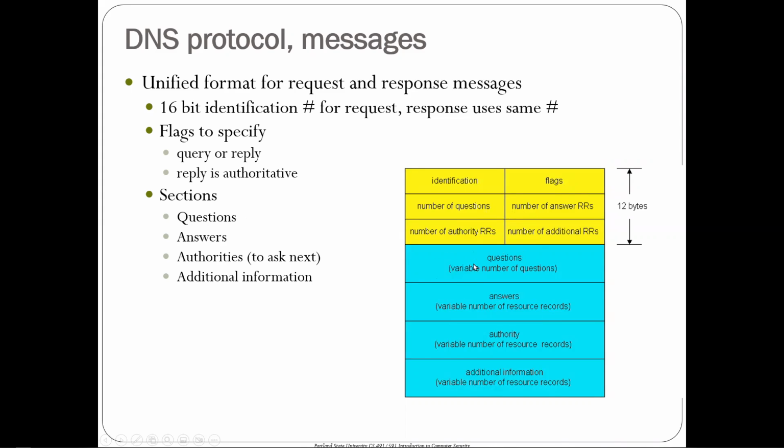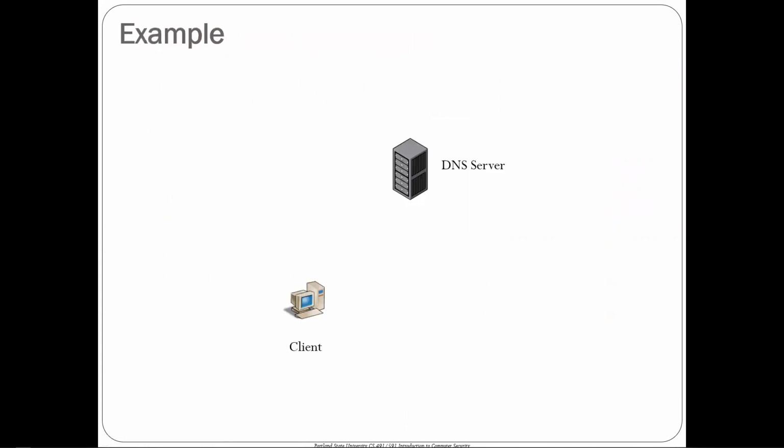And so these 4 sections follow the question section, the answer, the authority, and the additional information. So again, the query is sent with the request flag and then some questions to ask. And then the responses are typically also specifying replies, and then with any number of these answers, authorities, or additional information as the response.